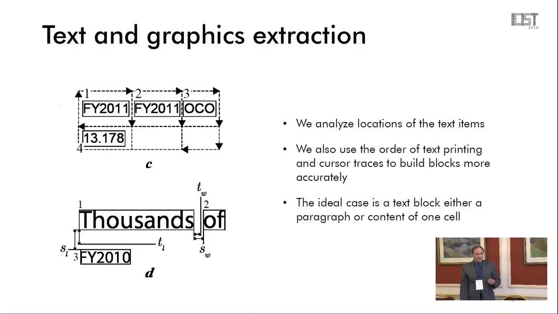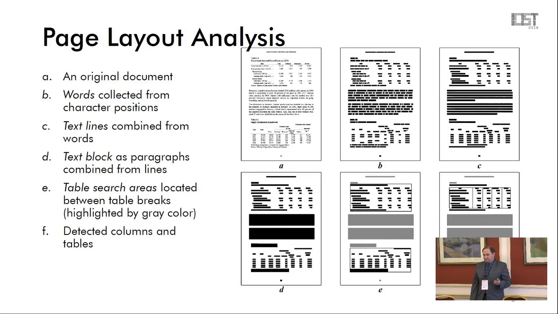An example of text and graphics extraction is on the slide. We analyze PDF documents and use some heuristics to get the structure. We analyze from left to right, from top to bottom. And also we use the order of text printing given by the low-level instructions of PDF documents.